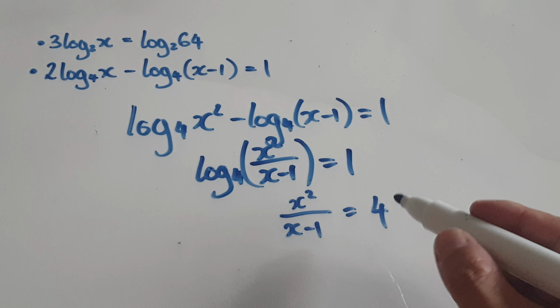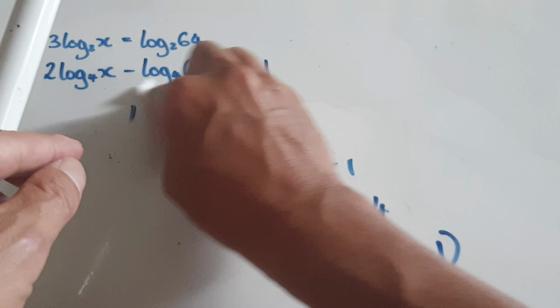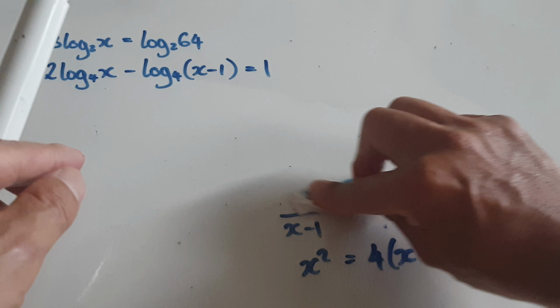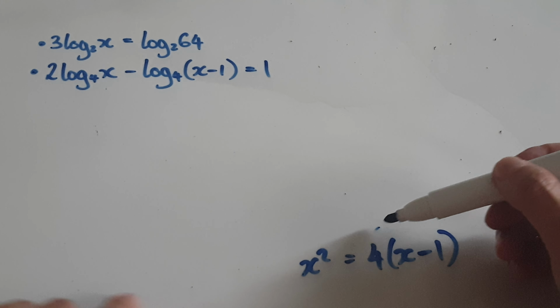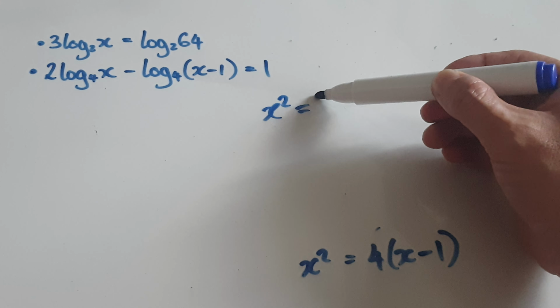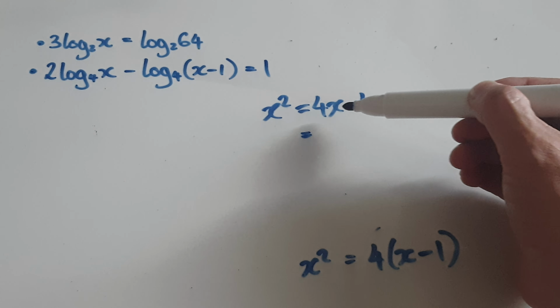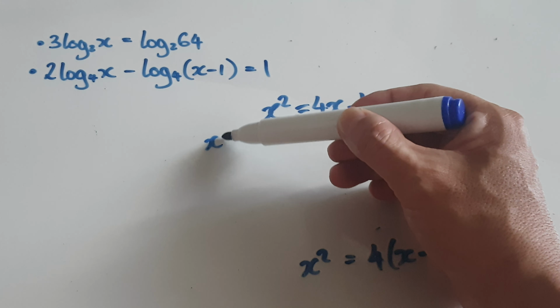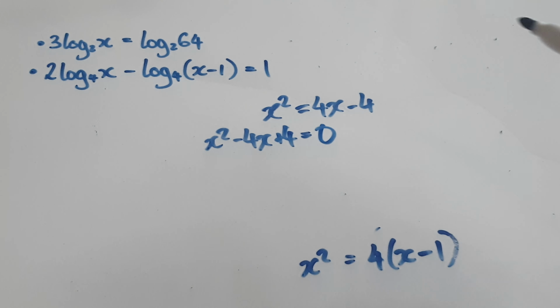Now solve this. Multiply by the denominator. x squared equals 4 bracket x minus 1. And now, it's just a matter of solving this quadratic, which I'm expecting you to know. So multiply this out, 4x minus 4. So that would then be x squared equals 4x minus 4. To solve a quadratic, get it equal to 0. So take away this, add this. So that would be x squared, take away 4x, add 4, and then equals 0.